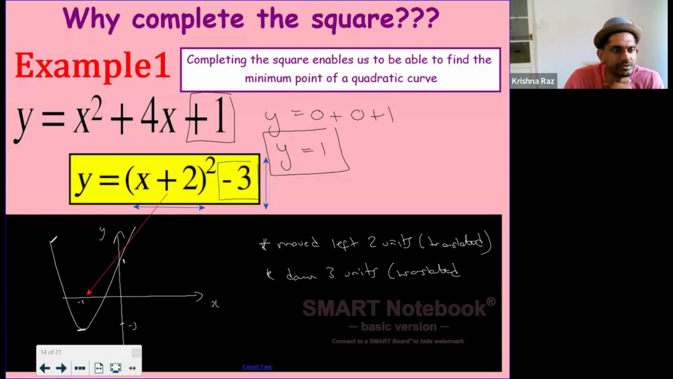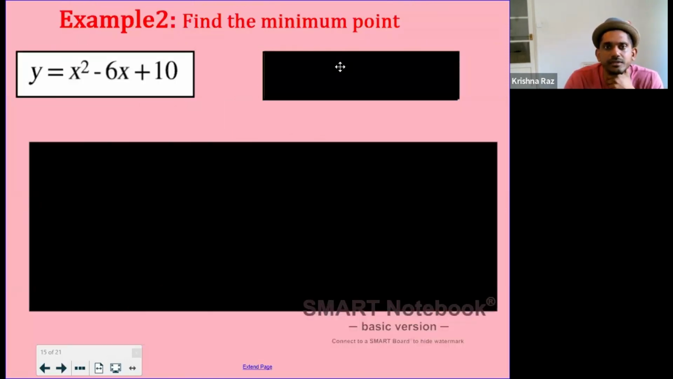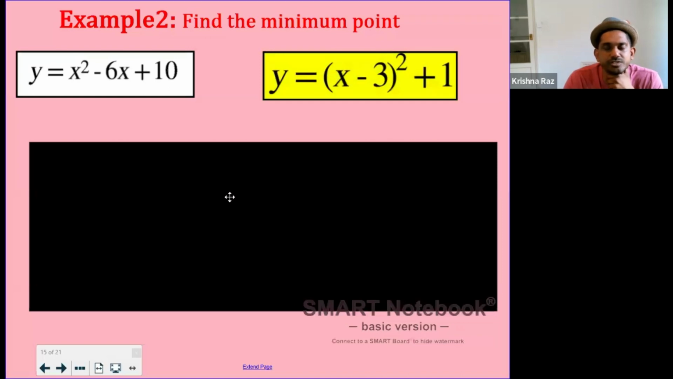So let's have a look at another one and embed what we've done. First we need to complete the square. And like I said, from the previous video, we saw that we would get (x minus 3) squared plus 1.